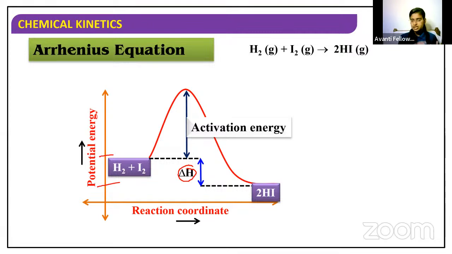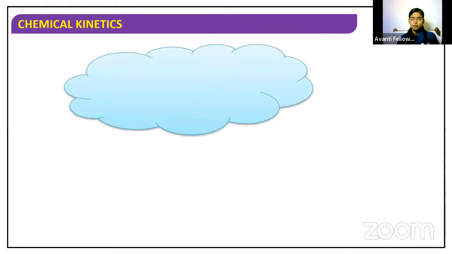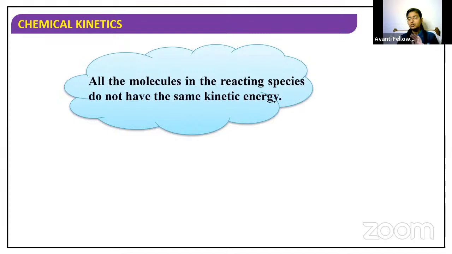You should be able to understand this and apply it to the numericals according to the question. Clear? So this is what we discussed yesterday. And I also told you that all the molecules in the reacting species do not have the same kinetic energy, because the mass of each particle will differ and the velocity of each particle will differ. Half mv square is nothing but the kinetic energy, so kinetic energy will also differ for each reacting species.